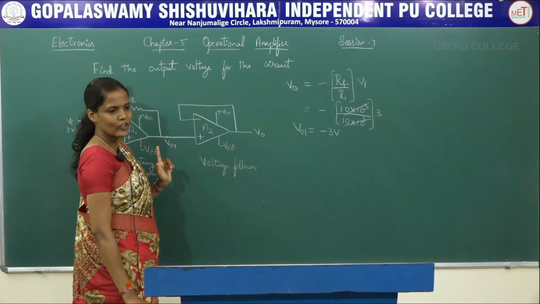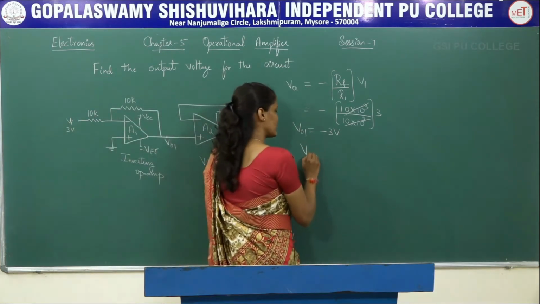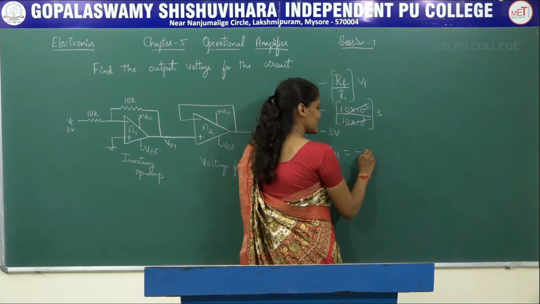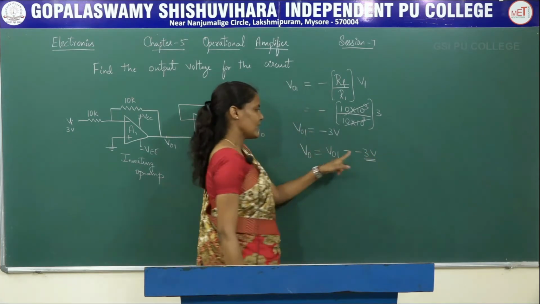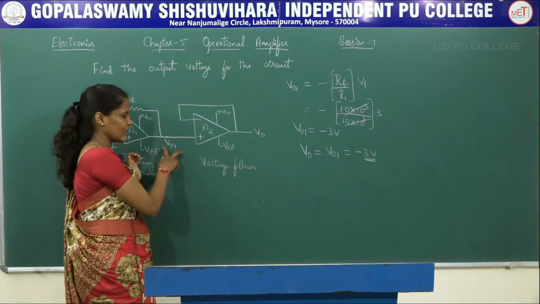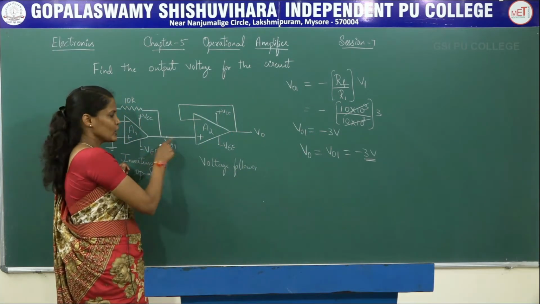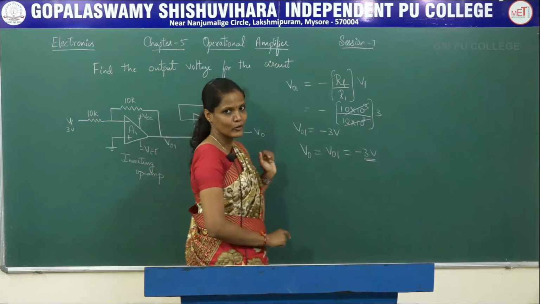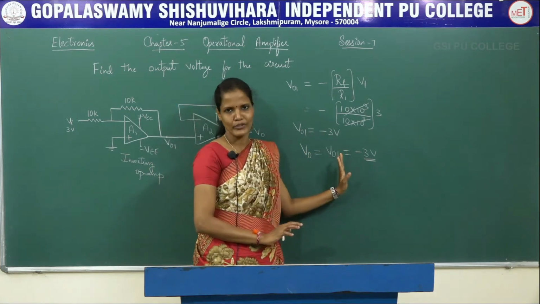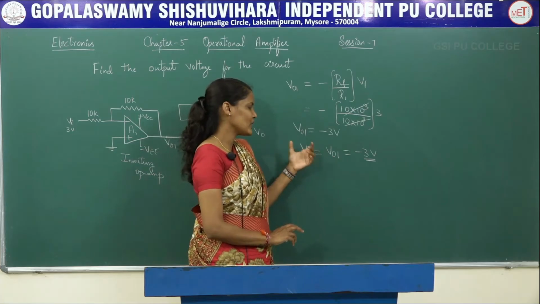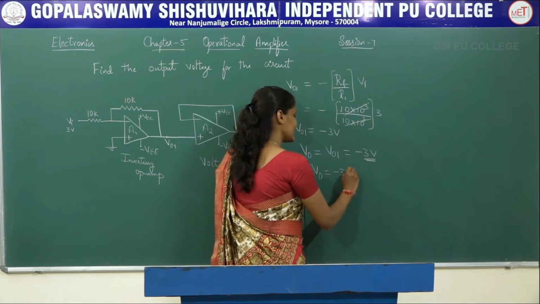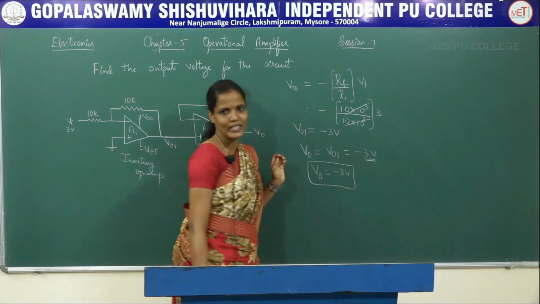A2 is a voltage follower, so we can write it with our eyes closed. V0 is equal to V01 is equal to minus 3 volts itself. Why minus? Because the previous input I am applying is negative, because this is an inverting op-amp. So I have to retain that minus symbol. If there were a positive answer there, this would also have been positive. So the final output voltage V0 is equal to minus 3 volts. So this is the final answer.